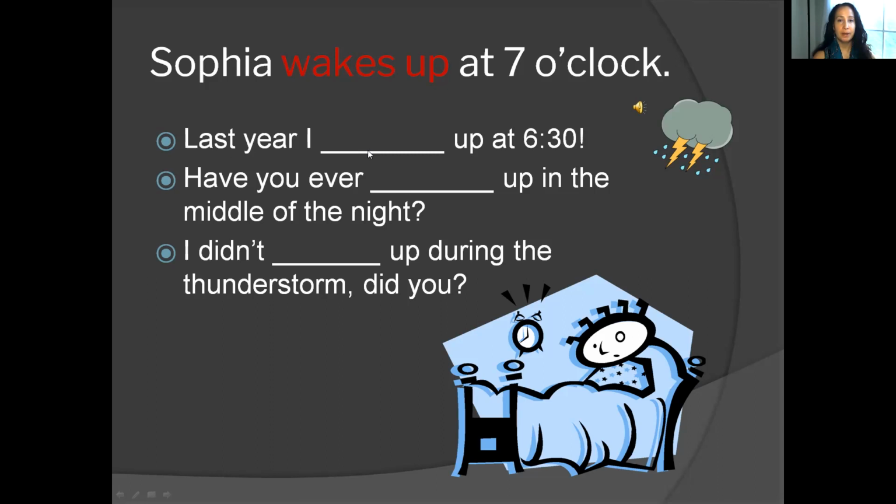Last year, I blank up at 6:30. What could this be? What is the irregular for wakes up or wake? Last year, I woke up at 6:30 because it happened last year.